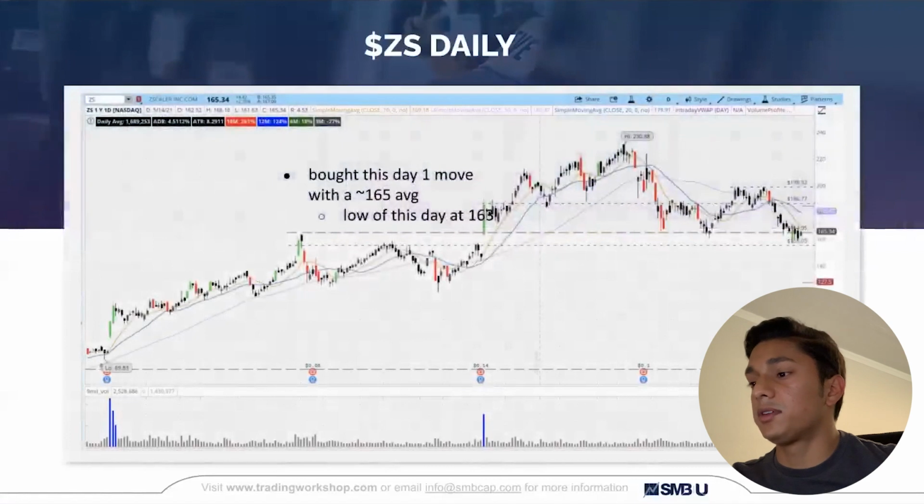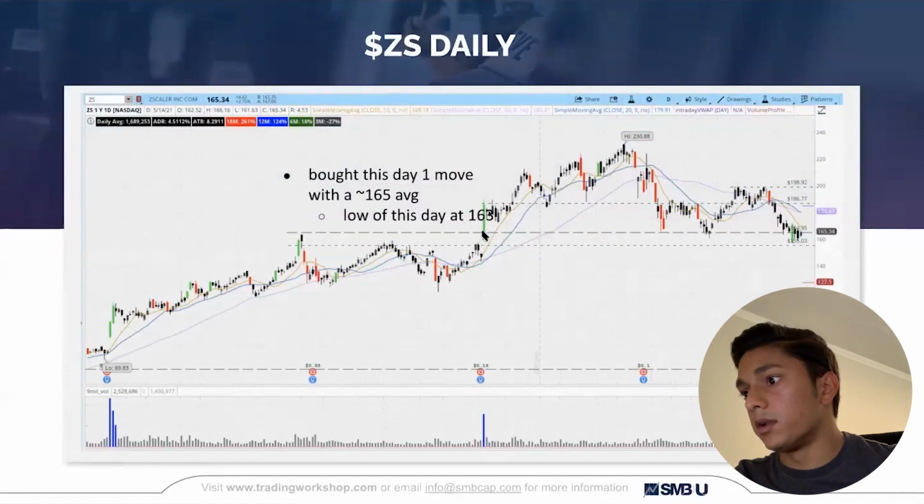For these specifically, we're looking at a much higher time frame. So with this one, I was buying this day 1 move with about a 165 average, risking 2 points to the low. And I'm not thinking that this is going to create this range and have a measured move twice higher, go to 230. At this point, intraday, I was only looking at this intraday move. My targets were into 180, and I was like, all right, that's it.